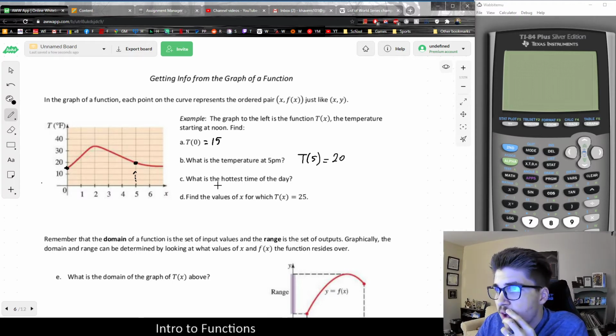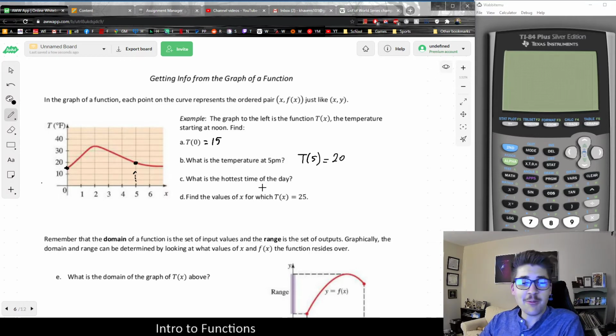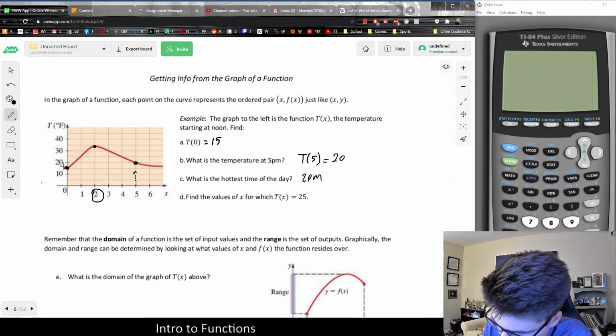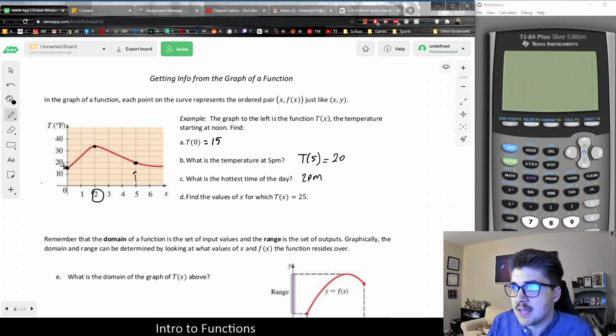Next it asks, what's the hottest time of the day? And this would be something where if we didn't have a graph or a function, how would we know? But it appears to be at this point right here, the maximum, or at least the relative max for this particular time frame. And it asks the hottest time of the day, not the hottest temperature. So in this case, we'd want to know the domain value. Looks like 2 p.m. would be the hottest time of the day.